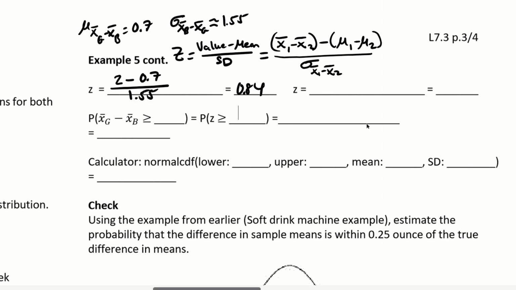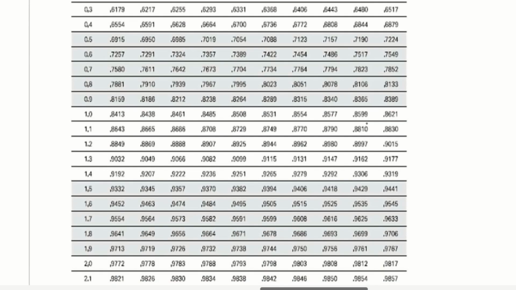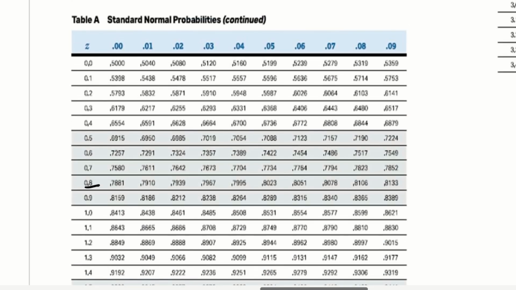All right, and by the way, we don't need this part here. We're going to get rid of that because we're only wanting to do one value. So the probability that x bar girl minus x bar boy is greater than or equal to 2 is the same thing as z being 0.84. Let us look up the 0.84. So 0.84 is right here. You've got 0.8 and 4. So there's our area, 0.7995.